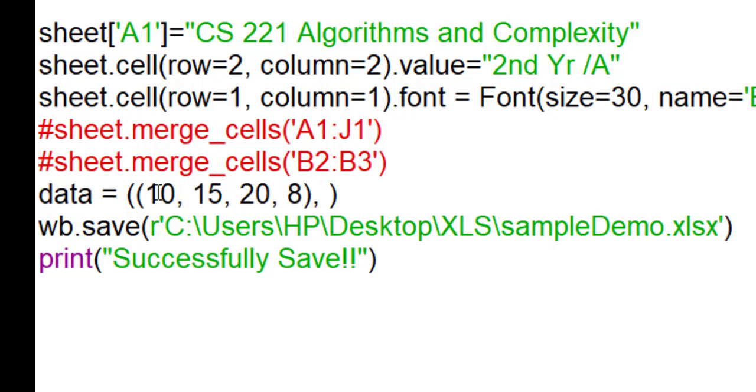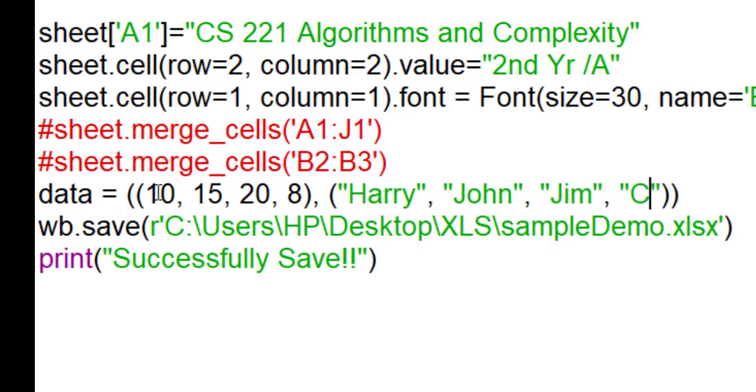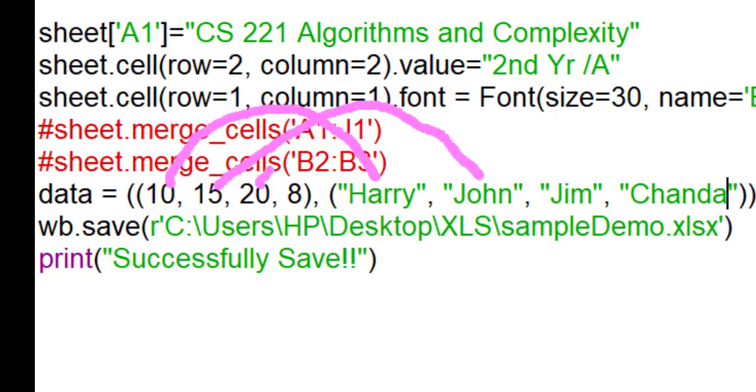Then comma, and the next set would be the name of the person or the student. Let's say I'm going to put here Harry. This is Harry, and next for John. Then next I'm going to call this one Jim. Then next is Chanda. Alright, so what will happen here, this 10 will be under Harry, 15 for John, 20 for Jim, and 8 for Chanda.